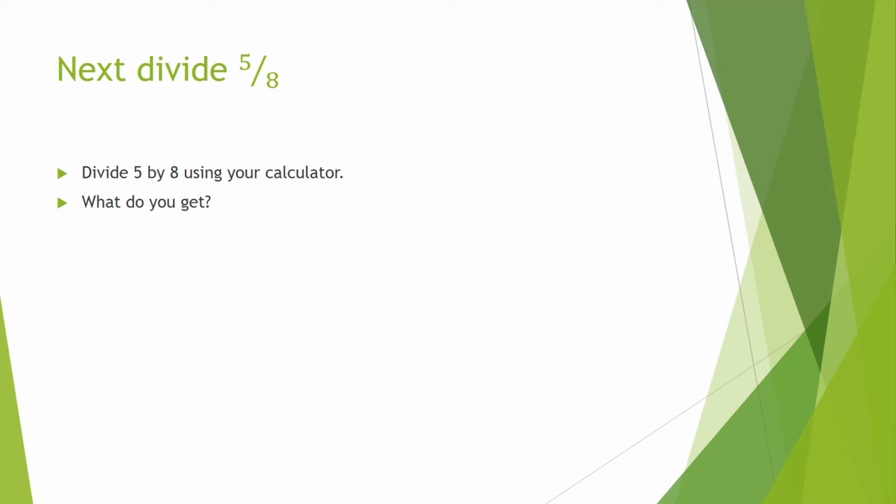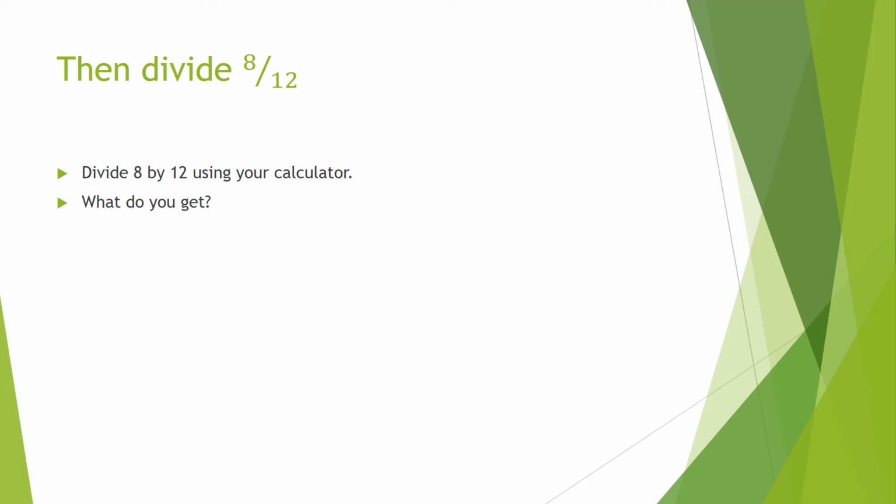Next in our list of fractions is 5/8, so we are going to divide this next. So divide 5 by 8 using our calculator. And what do we get when we divide 5 by 8? We will get 0.625 as a decimal, so 5/8 in decimal form is 0.625. So be sure to write this down on your paper.